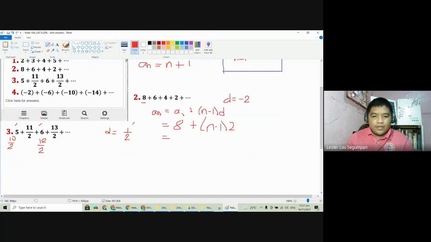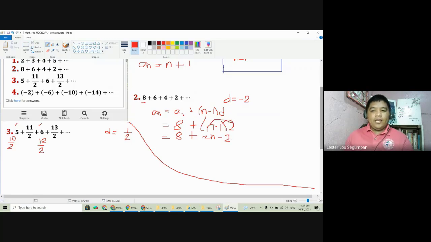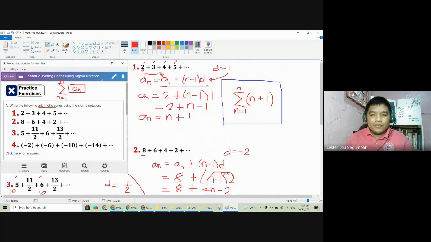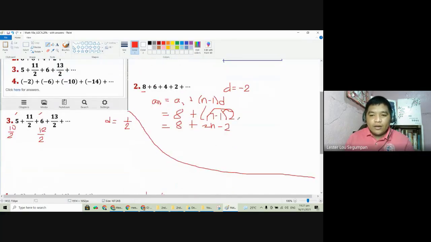As we continue with this, let me have a separate space. You will have 8 plus 2(n minus 1) as we distribute this inside. In number 1, we were not able to distribute because that's just multiplying by 1. Here, all right, sorry for that. It's negative 2. Let me correct myself. It's negative 2. So when we distribute this, we will have negative 2n, and then we have plus 2.